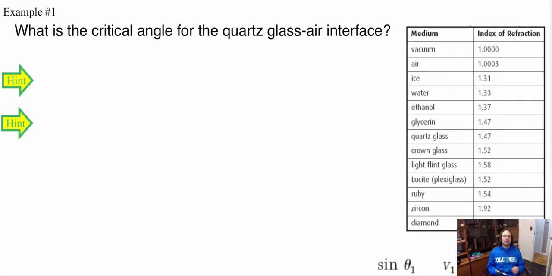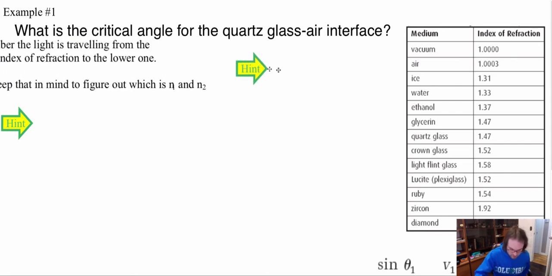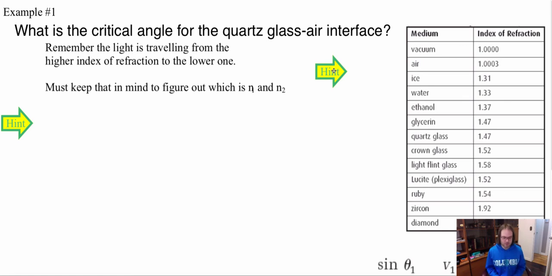So, here's our first example. In this example, we want to know what is the critical angle for quartz glass into the air interface. Well, there's a few things we're going to have to look at here. First, remember the light is traveling from the higher index of refraction to the lower one. So it's always going from the high index to the lower. It's never going to go the other way.